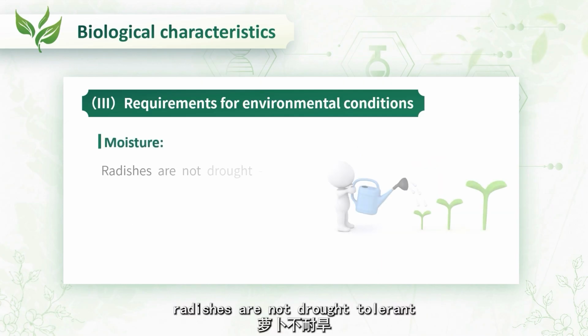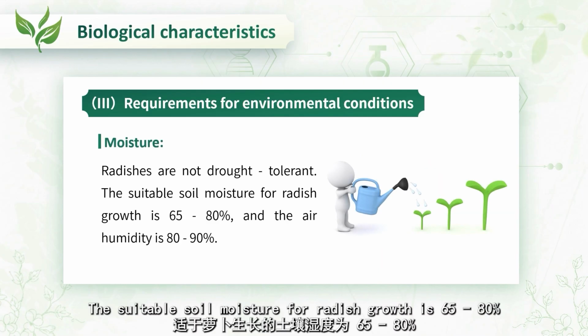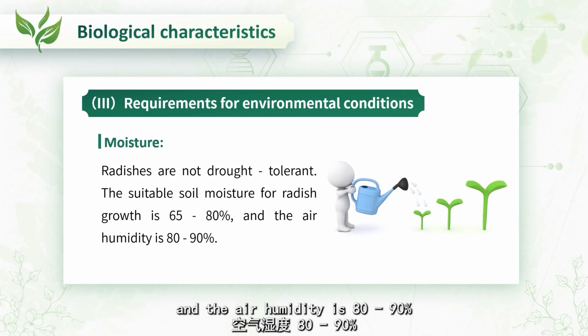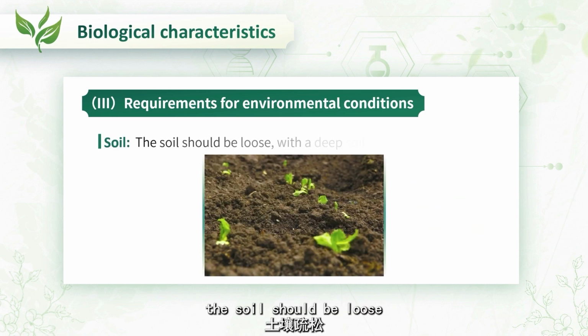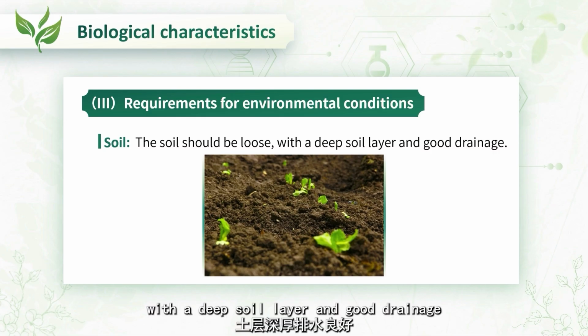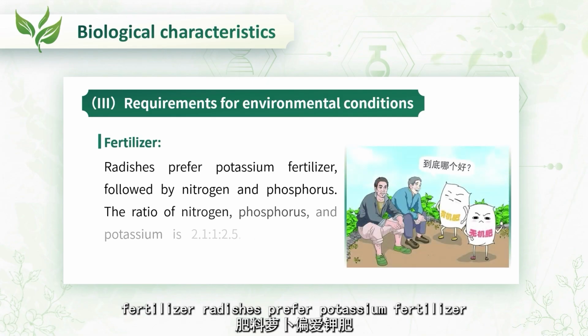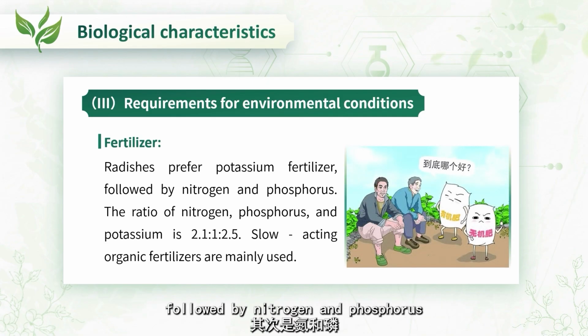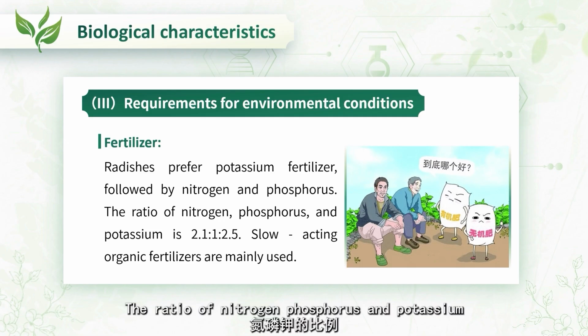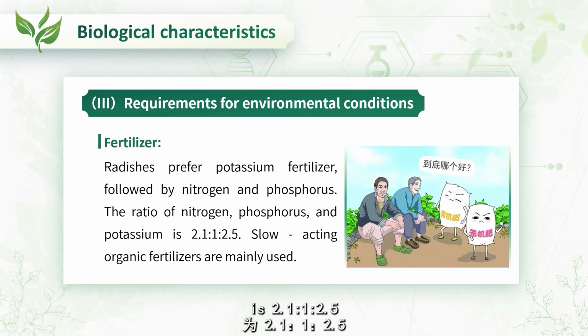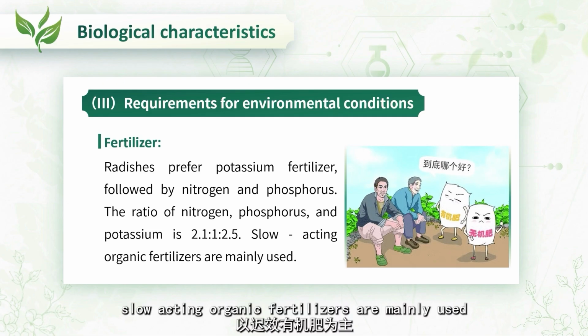Moisture. Radishes are not drought tolerant. The suitable soil moisture for radish growth is 65-80%, and the air humidity is 80-90%. Soil. The soil should be loose, with a deep soil layer and good drainage. Fertilizer. Radishes prefer potassium fertilizer, followed by nitrogen and phosphorus. The ratio of nitrogen, phosphorus, and potassium is 2.1:1 to 0.5. Slow-acting organic fertilizers are mainly used.